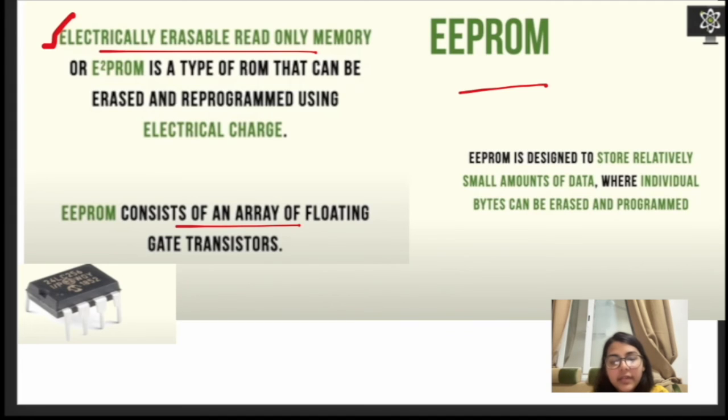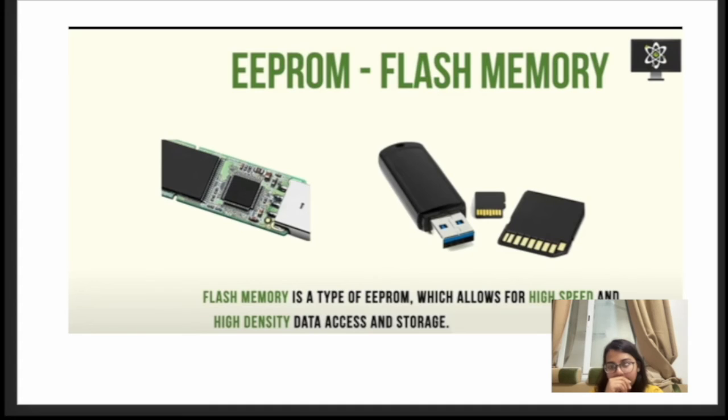If we are observing the physical features of EEPROM, here you can see the picture of EEPROM. It is a very small chip and it stores a small amount of data. So this is a disadvantage of EEPROM. And then let's see what is the example of EEPROM. Flash memory is a type of EEPROM which allows for high speed and high density data access and storage. It is a very common type of EEPROM, and it is flash memory.